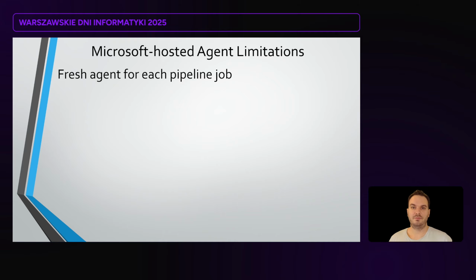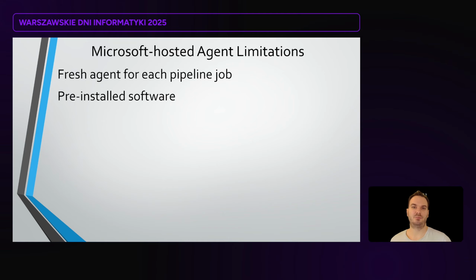But as everywhere where there are upsides, there are also downsides. And there are a couple limitations with the Microsoft hosted agents. The first one is that we get a new agent every time we run a pipeline job. This can be no problem, but it also slows down the execution. For example, if you build a Docker image, a big advantage of Docker is that we have caching. So if nothing changes, then we can take everything from the cache and the build should be done in a couple seconds. But since we get a new agent, we all the time have to rebuild the image and can't use caching.